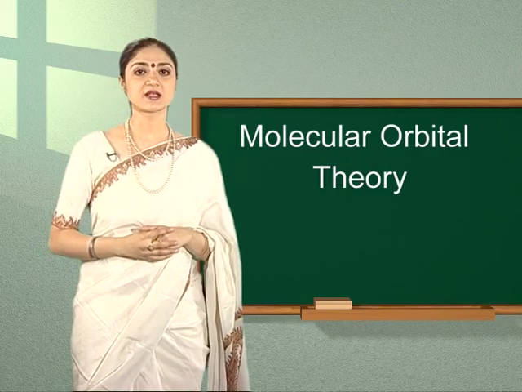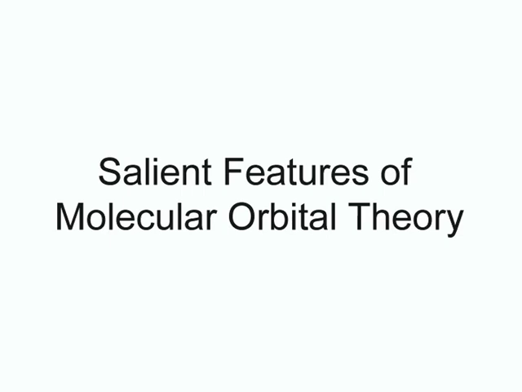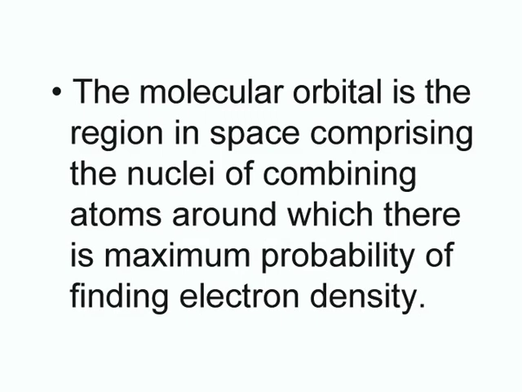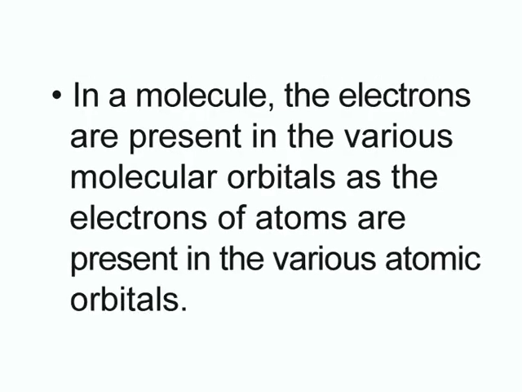Students, let us now discuss salient features of molecular orbital theory. The molecular orbital is the region in space comprising the nuclei of combining atoms around which there is maximum probability of finding electron density. In a molecule, the electrons are present in the various molecular orbitals as the electrons of atoms are present in the various atomic orbitals.